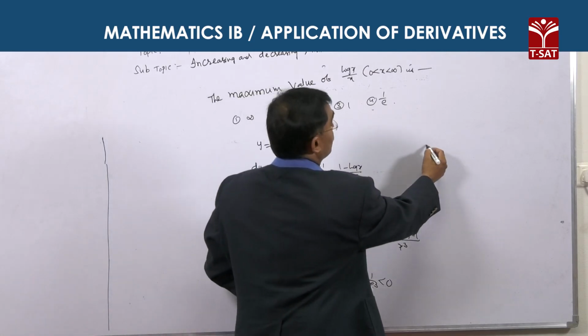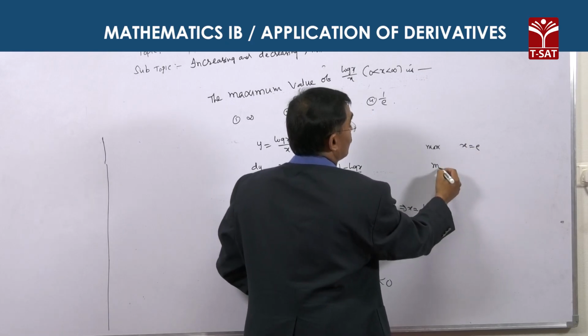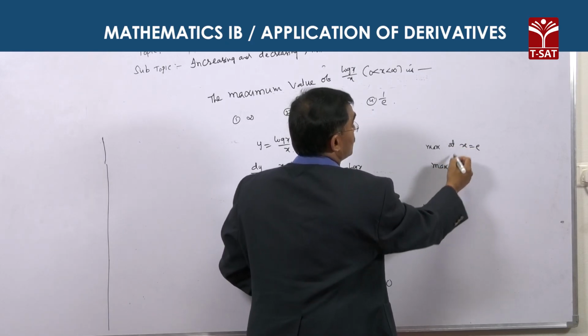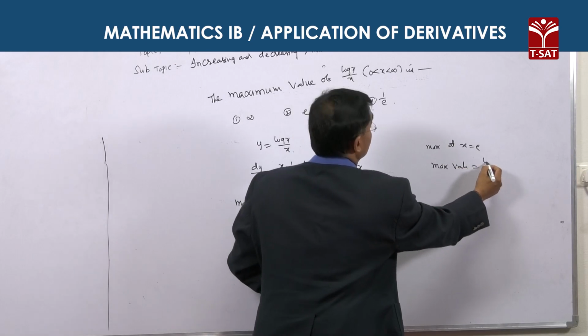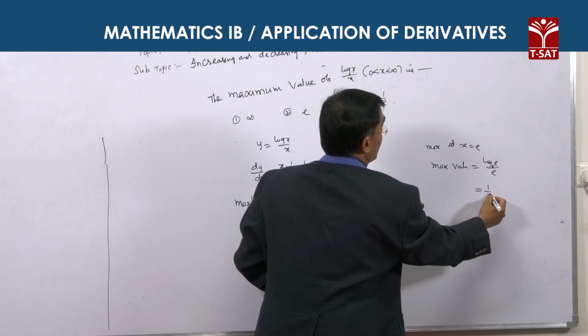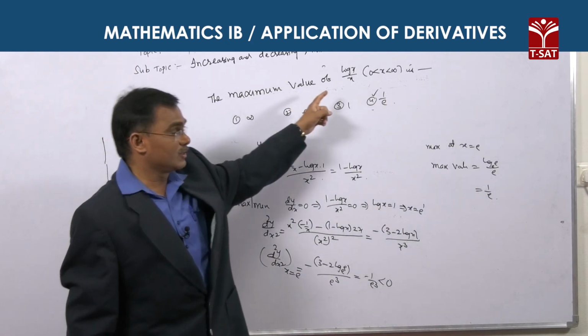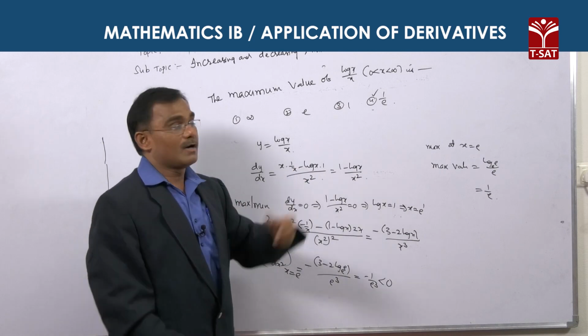So the function has its maximum at x is equal to e. The maximum value is log e by e. Log e base e value is 1. 1 by e is the correct answer. So, given the function, what is the maximum value of the function?